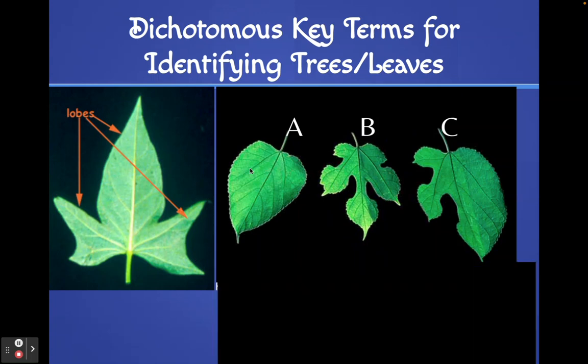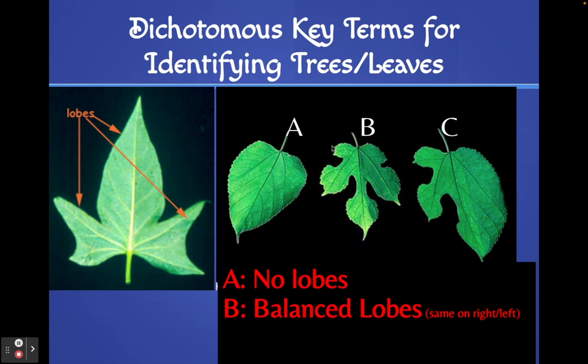So if you look at leaf A, there are no such indentations, so we say it has no lobes. Leaf B definitely has lobes. There's one, there's one, and there's one. And we say that those lobes on leaf B are balanced, which means they're the same across from each other. So the left has a lobe and so does the right. They're not perfectly balanced, but pretty well balanced.